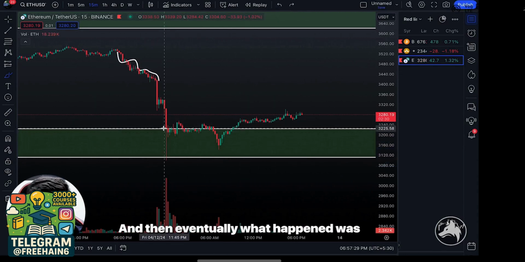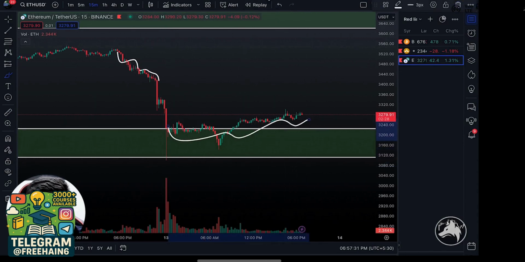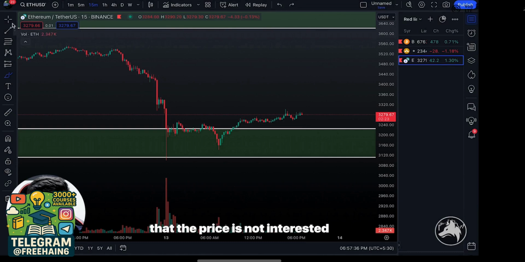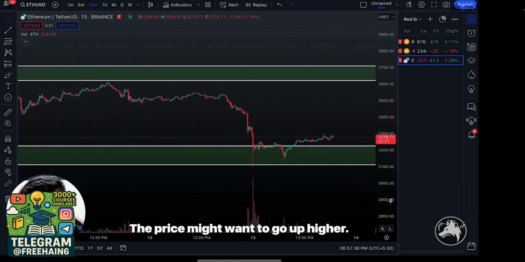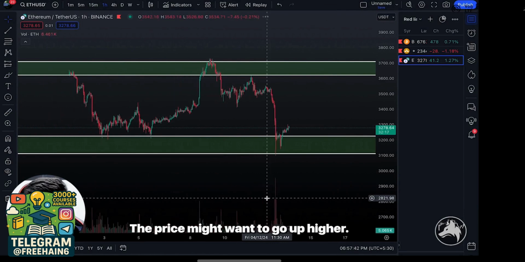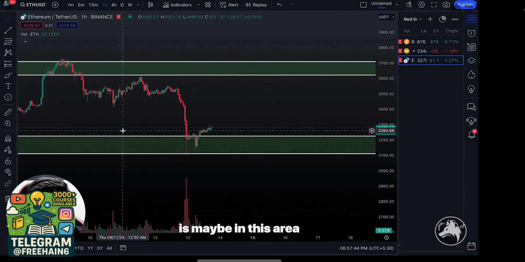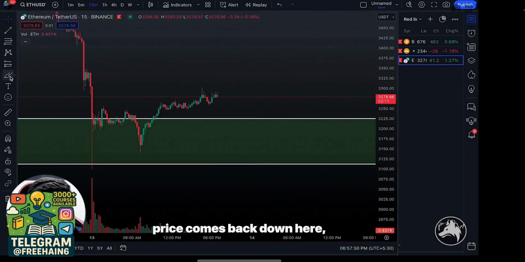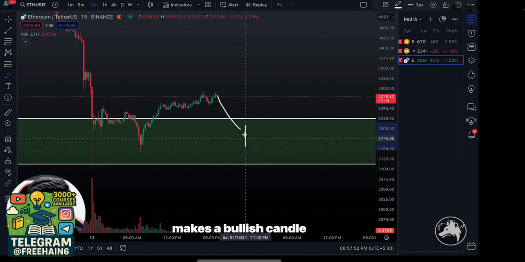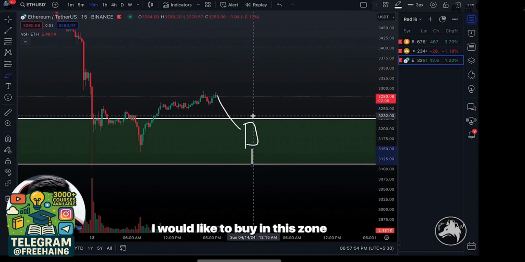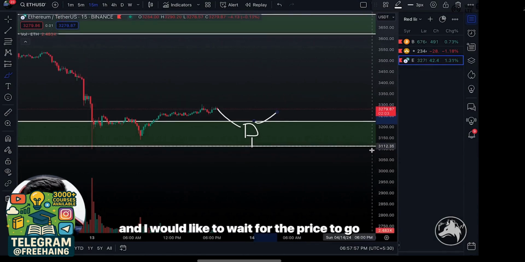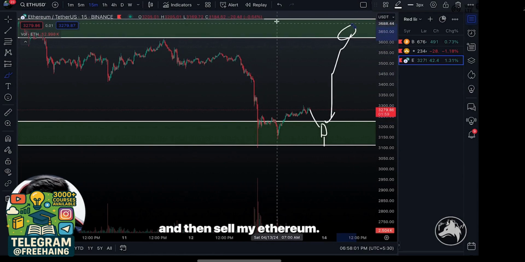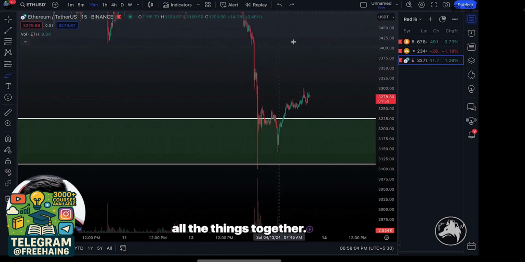And then eventually what happened was the price continued to remain sideways and the volumes completely dried up, which once again tells me that the price is not interested in staying in this area. The price might want to go up higher. So what I would like to do is, maybe in this area I would like to wait for a confirmation, or I would like to wait for an entry. So let's say price comes back down here, makes a bullish candle and gives me an entry. I would like to buy in this zone, and I would like to wait for the price to go all the way above here and then sell my Ethereum. So this is how you put all the things together.